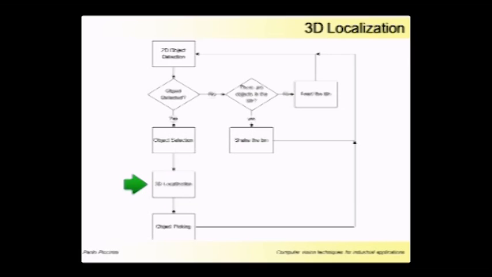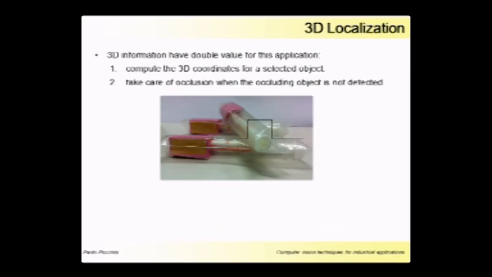Now, let me finally move to three-dimensional localization. Three-dimensional information has a double value for this system because it allows the system to compute the 3D coordinates of the selected object and take care of occlusion when the occluding object is not detected. Recovering 3D coordinates is not an issue because it's a well-known problem and is already solved in many cases. Moreover, it's more interesting to understand how to remove the occlusion when the occluding object is not detected.